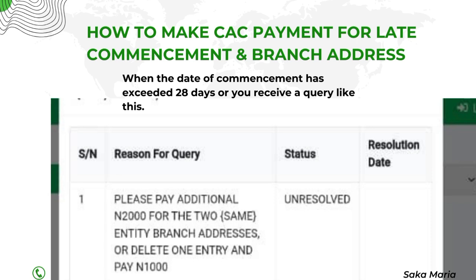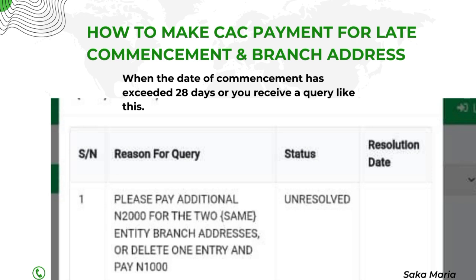So if you don't want to make this payment, if you don't want to make this error, right? If I'm to do a registration, I will just put like 1 week ago. That is the commencement date I will put. So with that, you don't have any issue with it. Now, if you now have this issue, how do you resolve it? You can't make the payment on the CAC portal. The payment has to be on another platform like REMITA, and I'm going to be guiding you through.